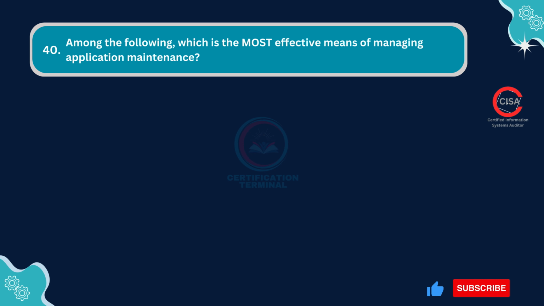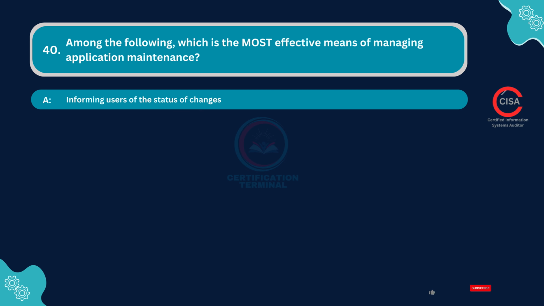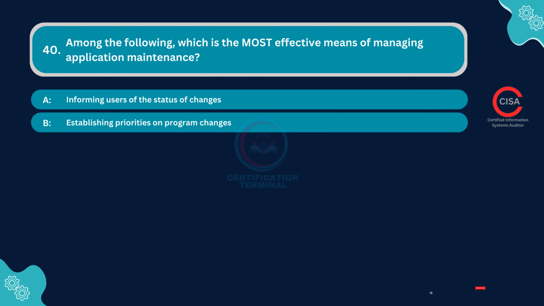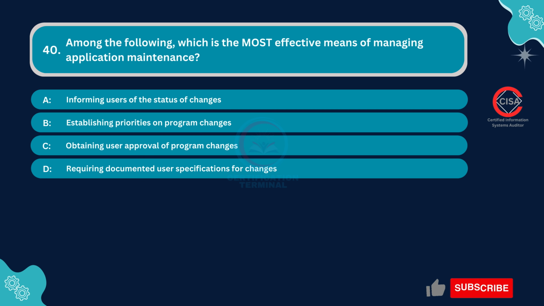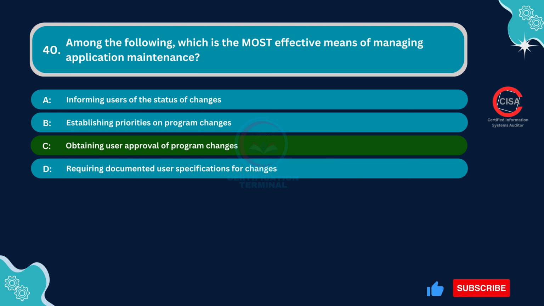Question number 40. Among the following, which is the most effective means of managing application maintenance? Option A, informing users of the status of changes. Option B, establishing priorities on program changes. Option C, obtaining user approval of program changes. Option D, requiring documented user specifications for changes. The correct answer is Option C, obtaining user approval of program changes.